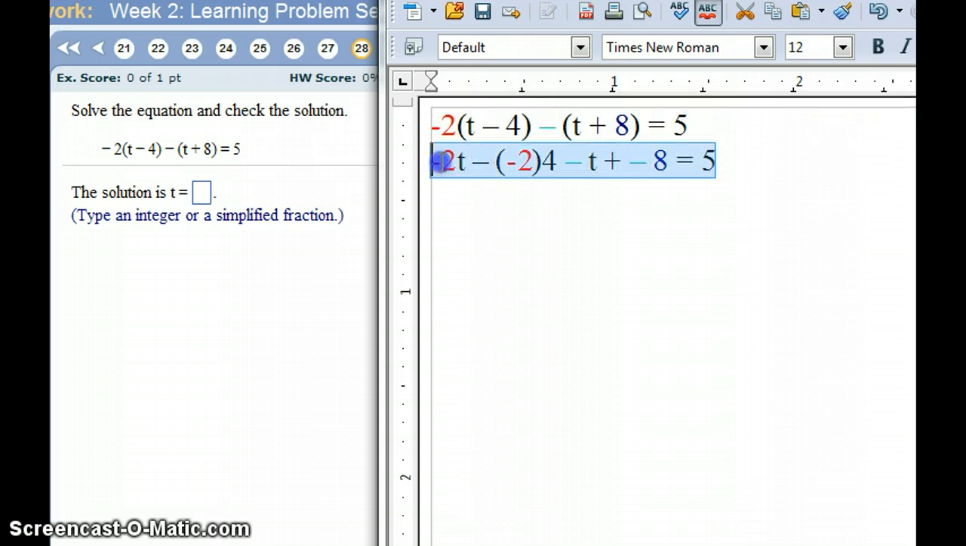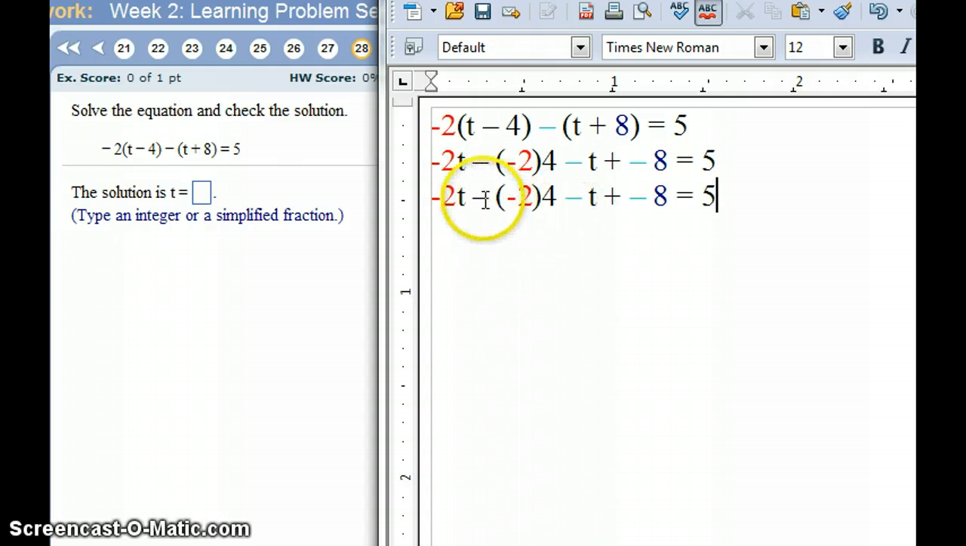I can simplify that further. When I have minus a negative, I know that turns into a positive. So I'm going to have plus 2 times 4, and 2 times 4 is 8. Plus a negative, I can turn into minus, and so now I have negative 2t plus 8 minus t minus 8 equals 5.